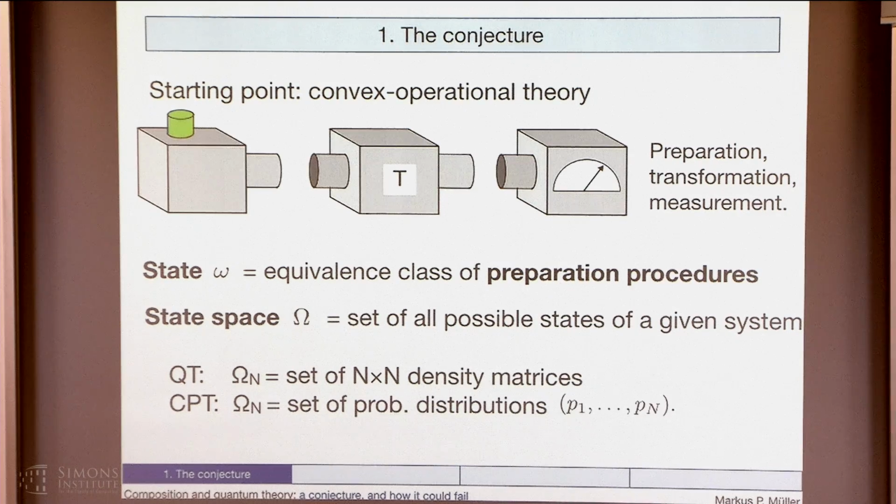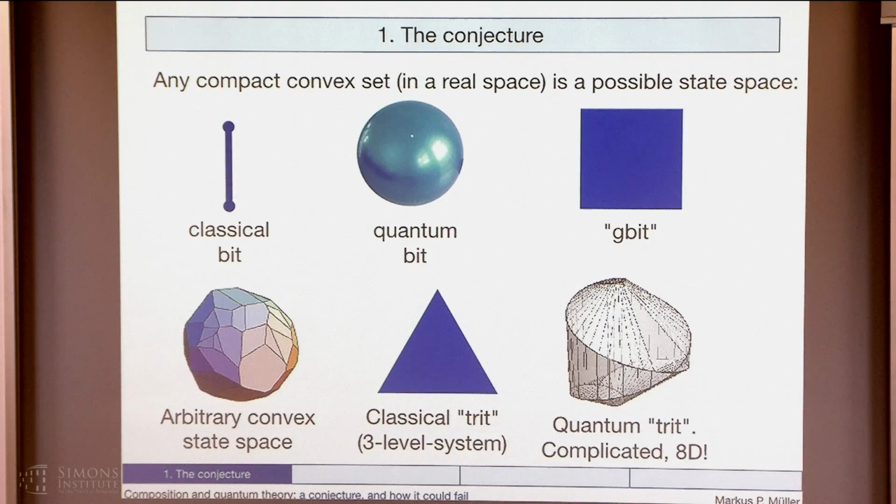In quantum theory, you have a bit of a different state space. You have superpositions of these alternatives, which basically gives you the density matrices, the n by n complex density matrices. But in general, you could have any kind of state space. So here's a bunch of examples. In this framework, actually every compact and convex set in some real vector space is a possible state space. And one famous possibility is what's called the quantum bit or a quantum two-level system.